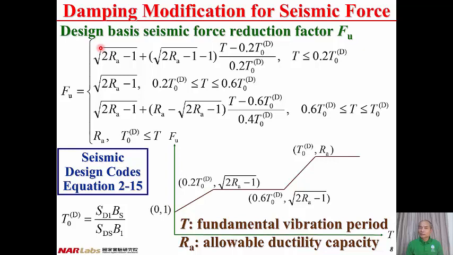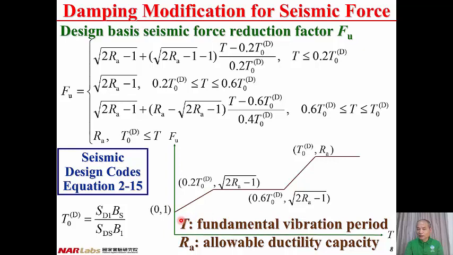Then we move to the design basis seismic force reduction factor FU. According to seismic design code equation 2-15, FU can be determined by T, the fundamental vibration period of the building, RA, the allowable ductility capacity of the building, and T0(D) equal to SD1 times BS divided by SDS B1. And then with this corner period, the relationship can be divided into 4 segments.